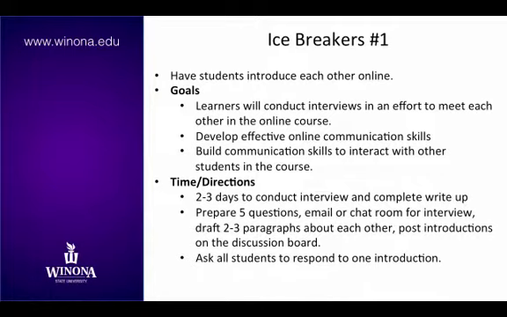It takes about 2 to 3 days to do, and so you would pair them up. If you have an odd number, you might have to do a little bit of shuffling of that. Each student prepares about 5 questions, and then they meet with the person they're paired up with. They can do this via email or a chat room. D2L has a great chat feature. They could also do this in Google Hangout or even Skype. So they meet up somehow electronically and ask those questions, and then they write a 2 to 3 paragraph post about each other.